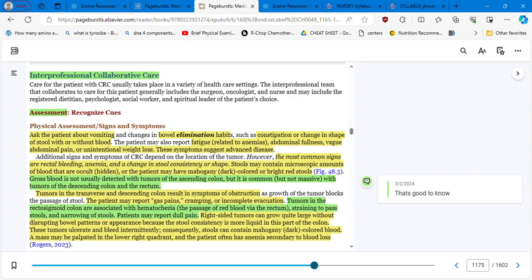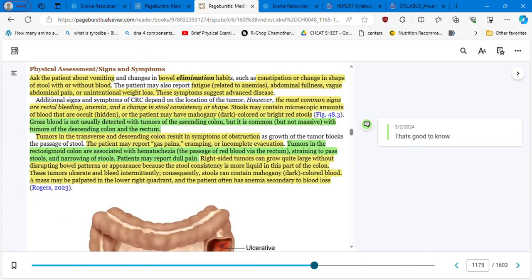Okay, so assessment. Ask the patient about vomiting, bowel elimination habits, constipation, or change in shape of stool with or without blood. Fatigue also is going to be another symptom related to anemia, because probably the patient is going to be bleeding. Not really a heavy bleeding, but if you have a patient that is bleeding a little bit for a long time, then this is going to become an anemia, okay?